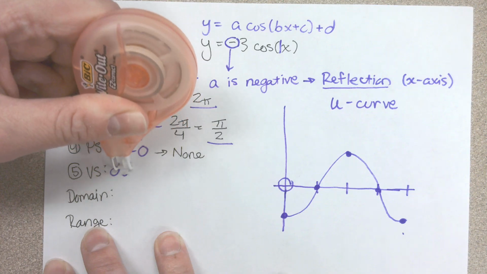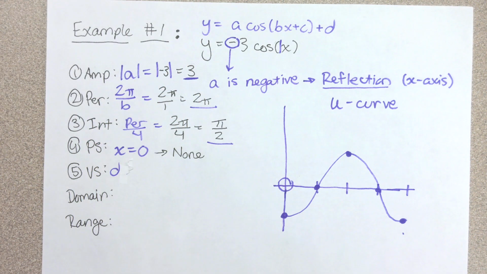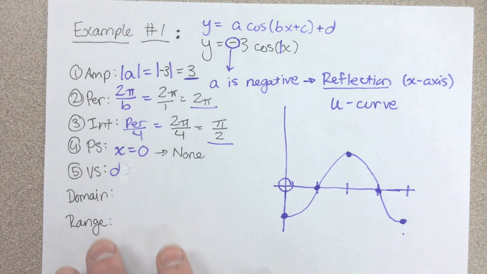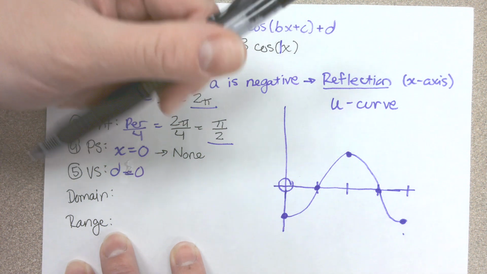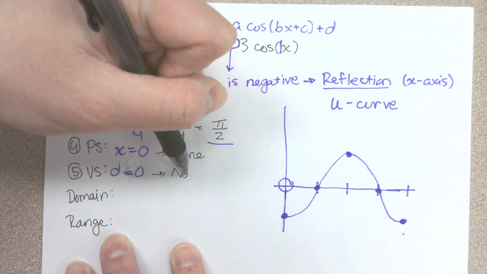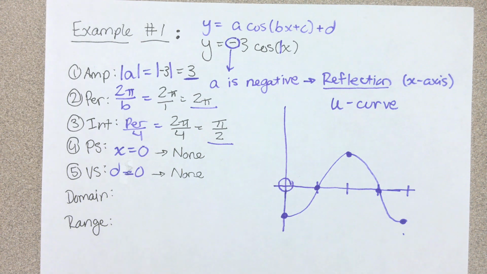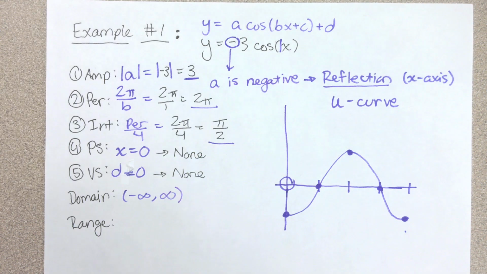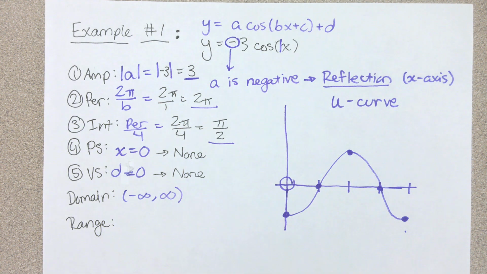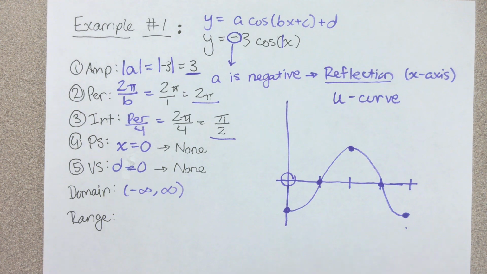Got a little bit ahead of myself. There we go. D equals 0. So again, there's no vertical shift here. Domain, always the infinities, negative to positive infinity. Range will be determined after I have graphed the equation. Questions over the information?